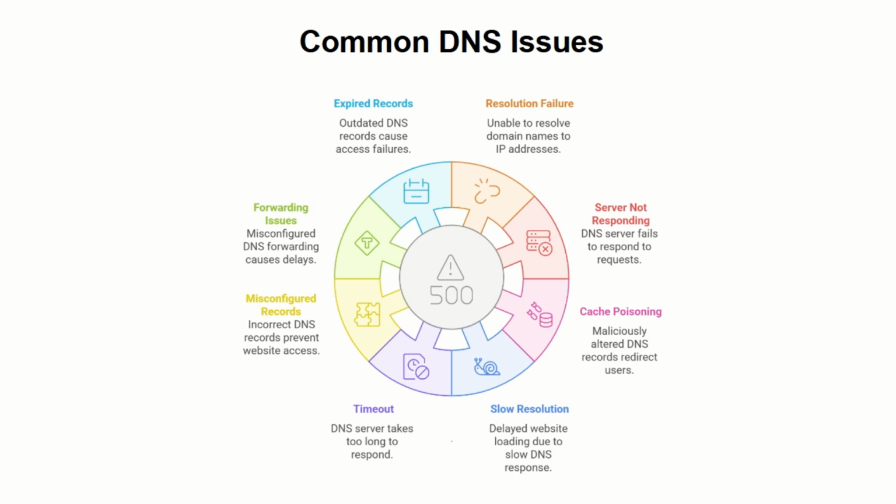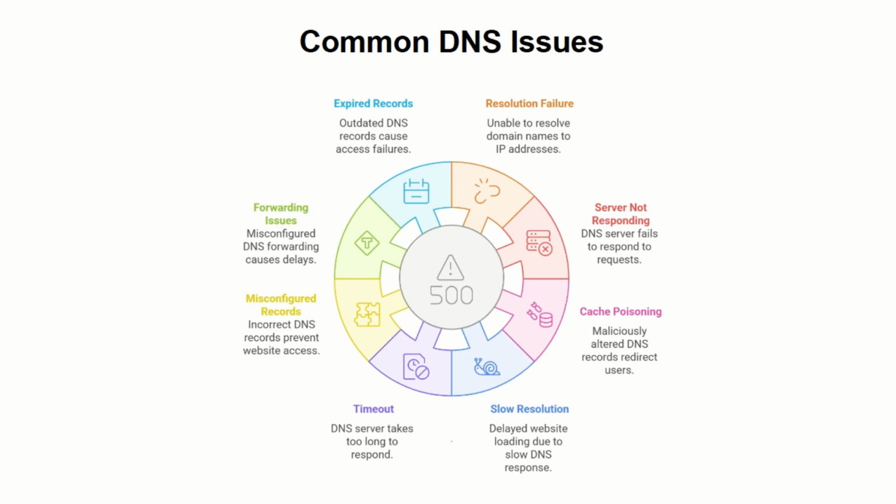Then spoofing, like DNS cache poisoning, happens when a malicious actor inserts incorrect DNS records into the cache, redirecting users to malicious websites. Slow DNS resolution: websites take too long to load due to slow DNS resolution time. Then there will be timeouts as well. This happens when DNS servers take too long to respond to the request. If DNS records for a domain are misconfigured, users may be unable to access the website.